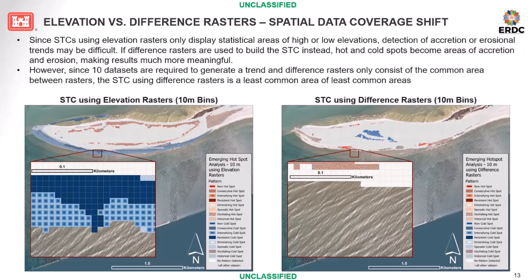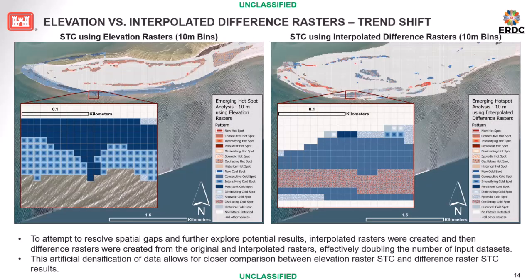So the way I solved that was I kind of cheated a little bit. I interpolated the rasters and then created difference rasters and used those. And so I understand that I'm essentially artificially densifying the data.